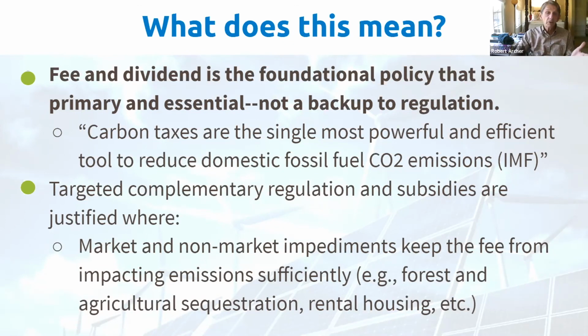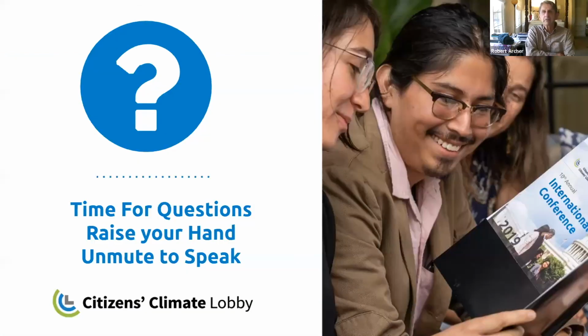And when are these subsidies and regulations needed? First, where a carbon fee does not impact a sector's emissions at all, like enteric fermentation, soil carbon sequestration, and where it doesn't impact sufficiently, like rental housing, where landlord-tenant incentives are misaligned. You will then need housing codes and energy efficiency. So that is, in summary, I think, the priorities and the reasons we are behind the fee and dividend and border carbon adjustment. Thanks, Bob.